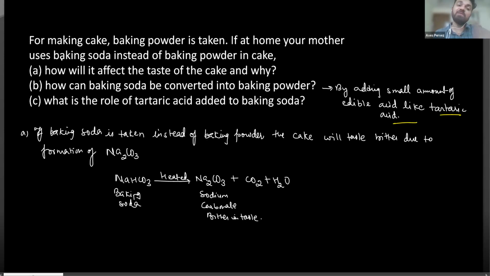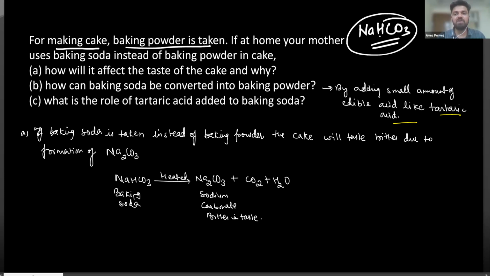So if the question comes in the examination that for making cake, baking powder is taken. If at home your mother uses baking soda instead of baking powder, how will it affect the taste of the cake and why? If only baking soda is used instead of baking powder, it will give a bitter taste to the food. Why? Because it is a basic salt.